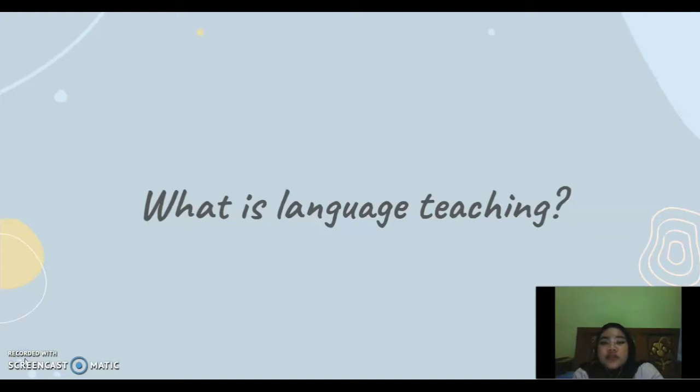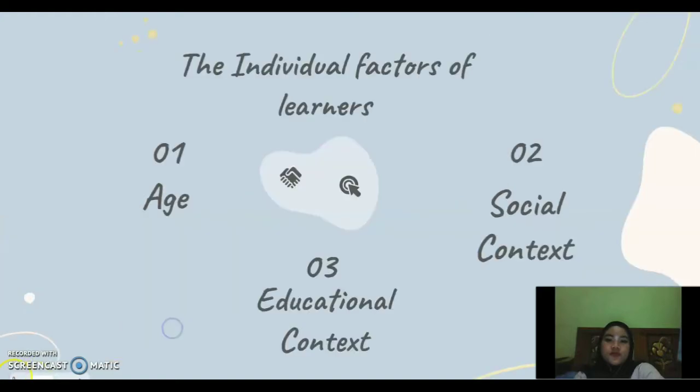At present, teachers teaching language in primary, junior high school, and senior high school often neglect the sociolinguistic field, especially in foreign language teaching. Related to language teaching, the teacher should consider the individual factors of learners. Three of them are age, social context, and educational context.